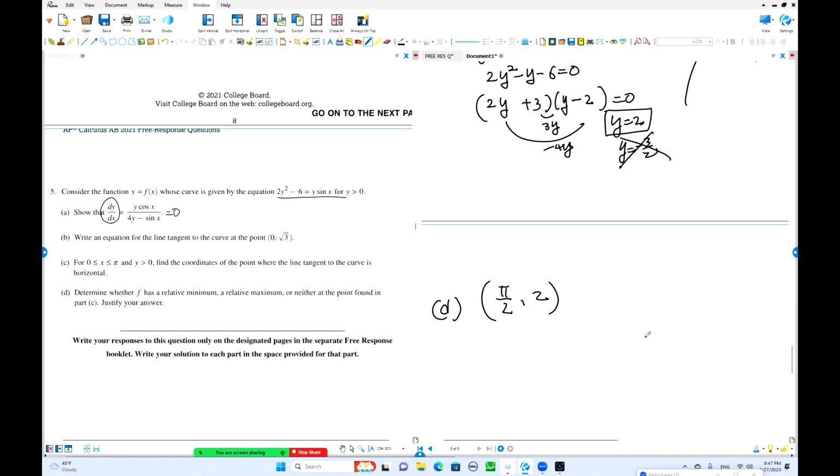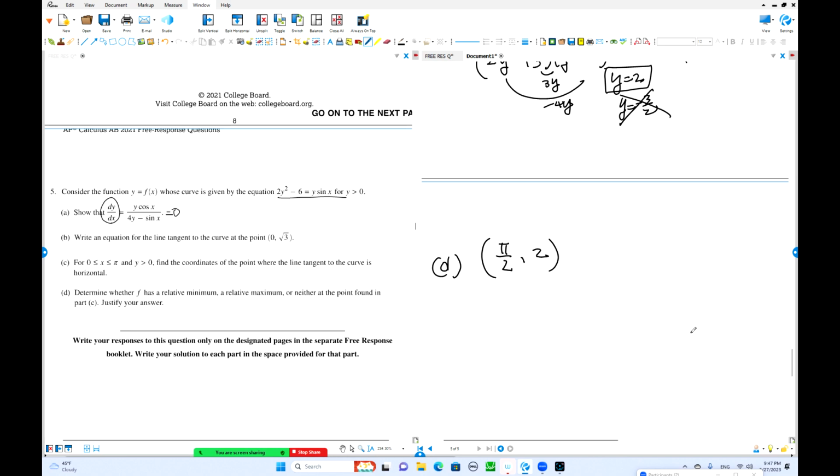Let's look at it. We check out the dy dx first, okay? At this point, pi over 2 and 2. Put these numbers there. Y is 2, x is pi over 2. Y is 2, 4 times 2 is 8, and minus sine pi over 2. Cosine pi over 2 is 0, isn't it? So 8 minus 1 is 7. Dy dx equals 0 at this point.